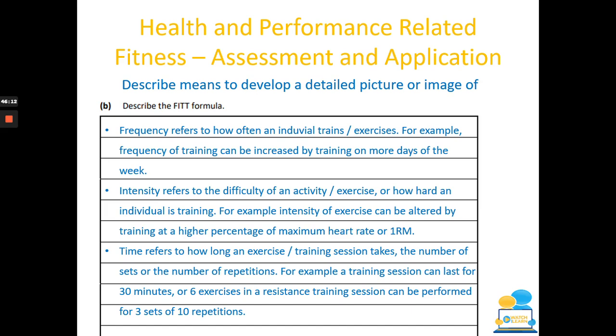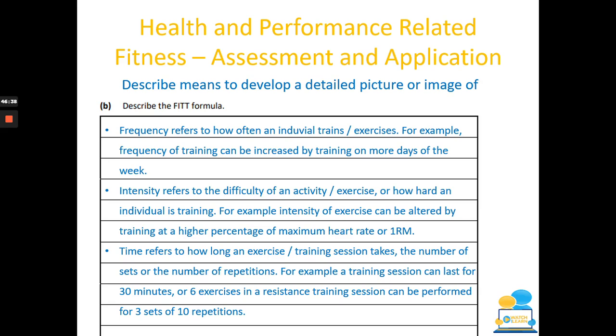So how hard we feel we are working or how hard we are working. For example, in strength training, we could train at a higher percentage of our 1 repetition maximum, or if we're training cardiorespiratory endurance, we could train at 50% of our maximum heart rate starting off, and this could increase as the season goes on to train at a higher level of our maximum heart rate.